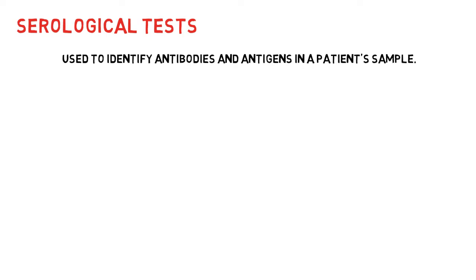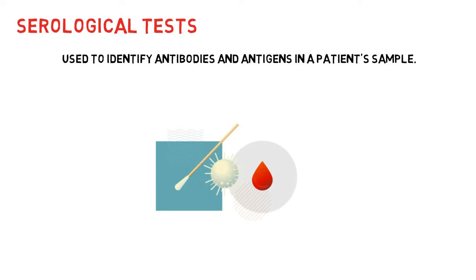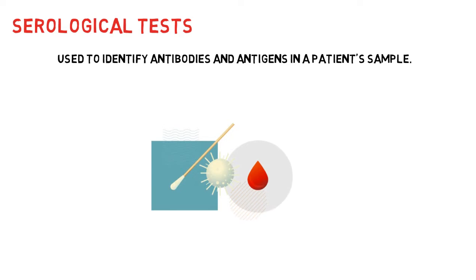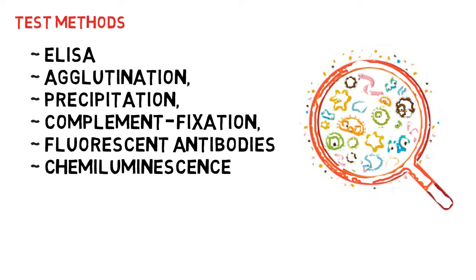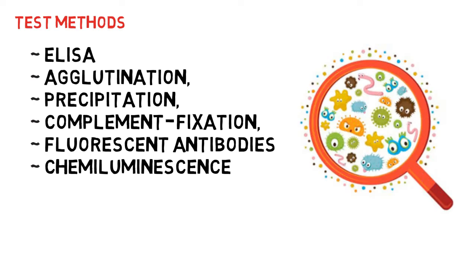Hence, these tests are diagnostic methods that are used to identify antibodies and antigens in a patient sample. There are several methods that can be used to identify antibodies and antigens, including enzyme-linked immunoassay known as ELISA, agglutination, precipitation, complement fixation, and fluorescent antibodies, and more recently, chemiluminescence. And we will talk about these methods in the next videos.